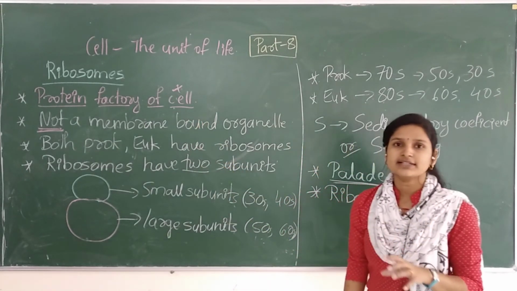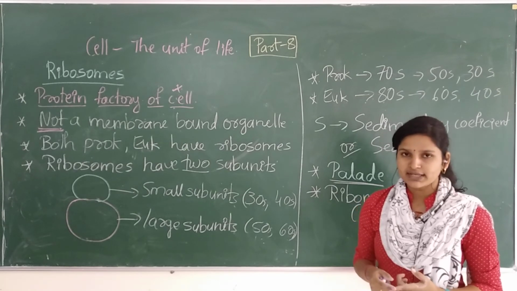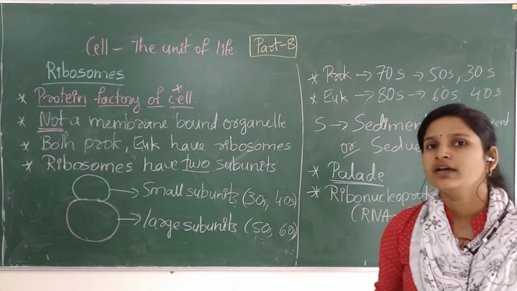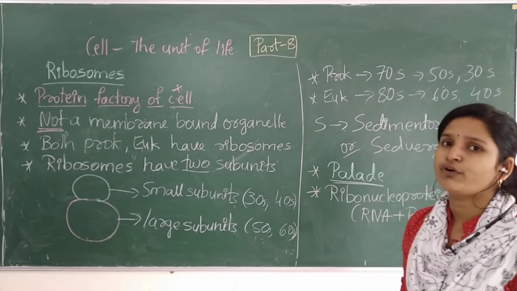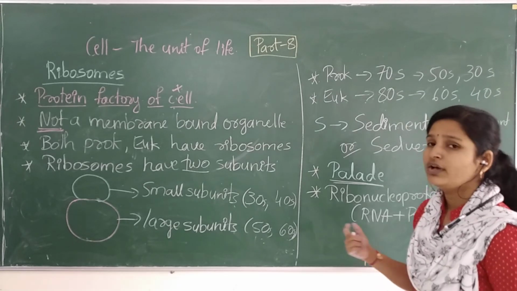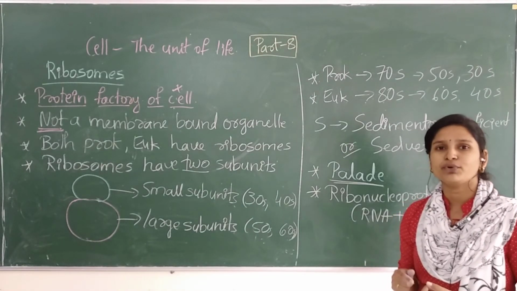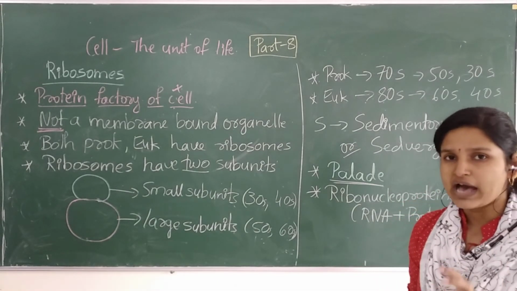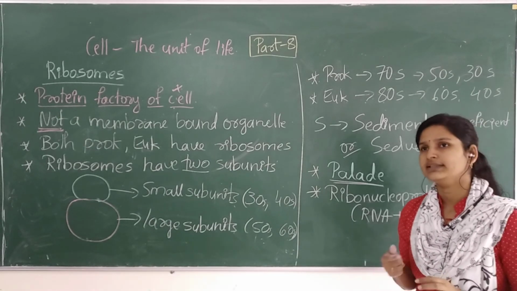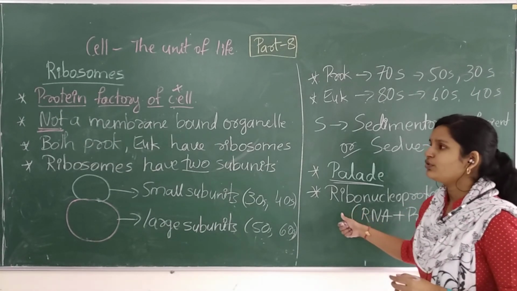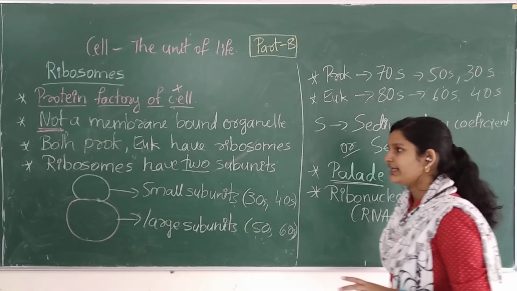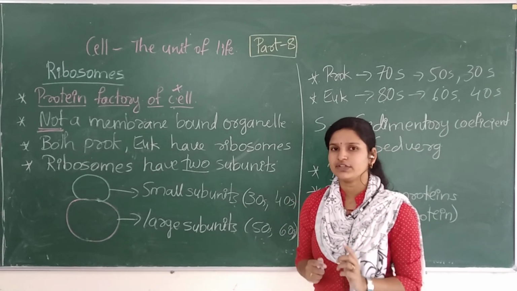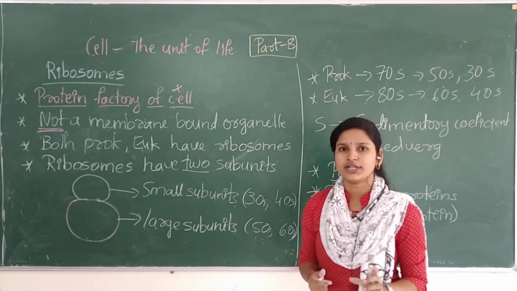So these are the dense structures present in the cytoplasm, and the ribosome structure was found by George Palade. Okay, George Palade was the person who found the ribosomes. So ribosomes are ribonucleoproteins. What does that mean? Ribonucleoprotein means there is a presence of RNA and a presence of protein, that together we call a ribonucleoprotein.